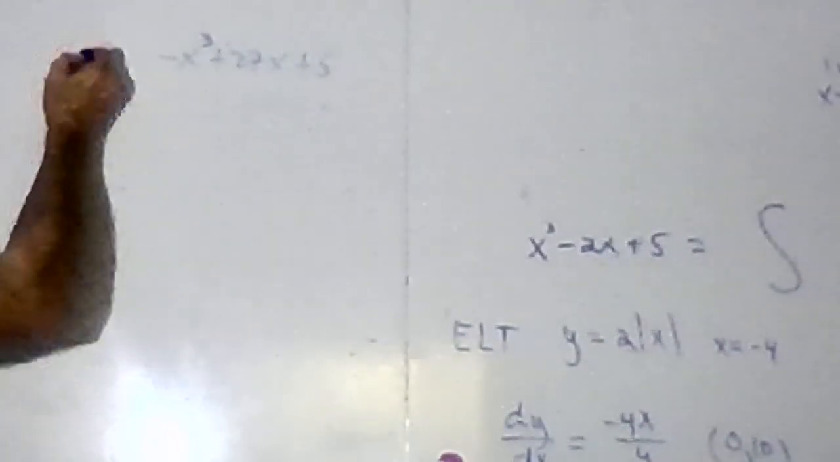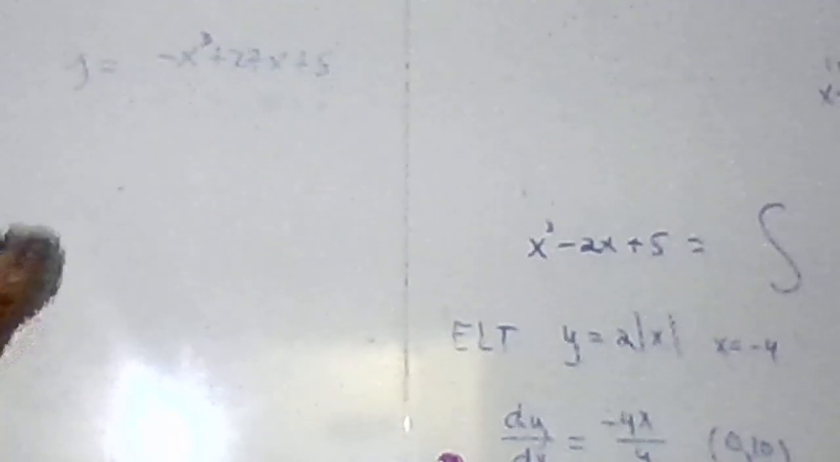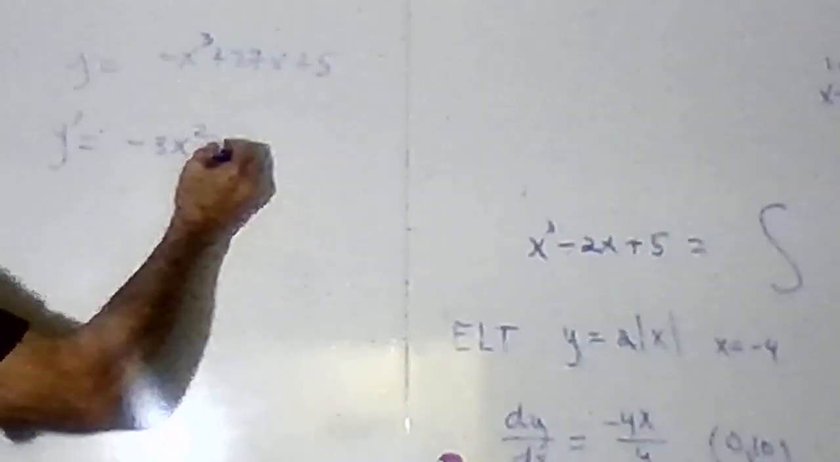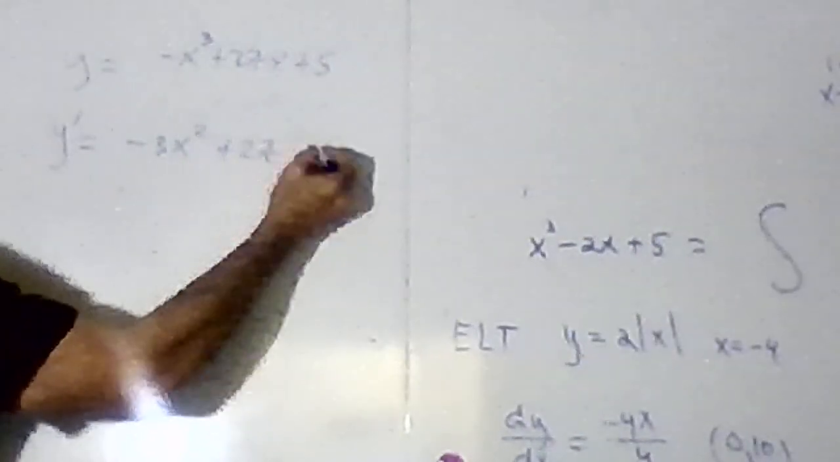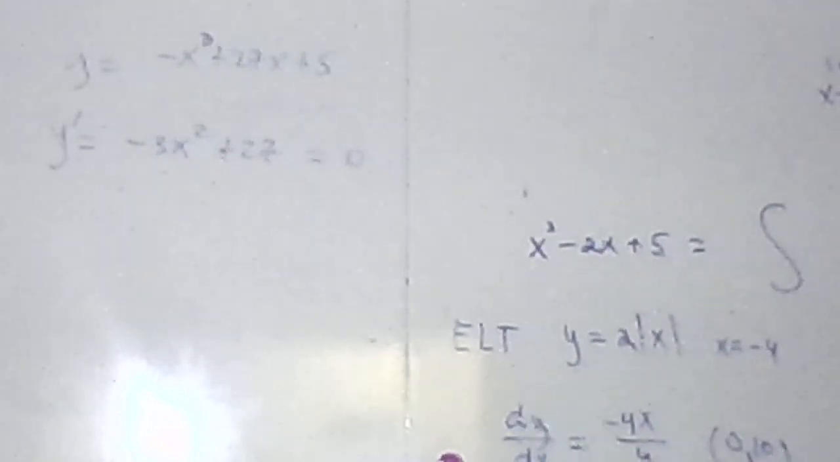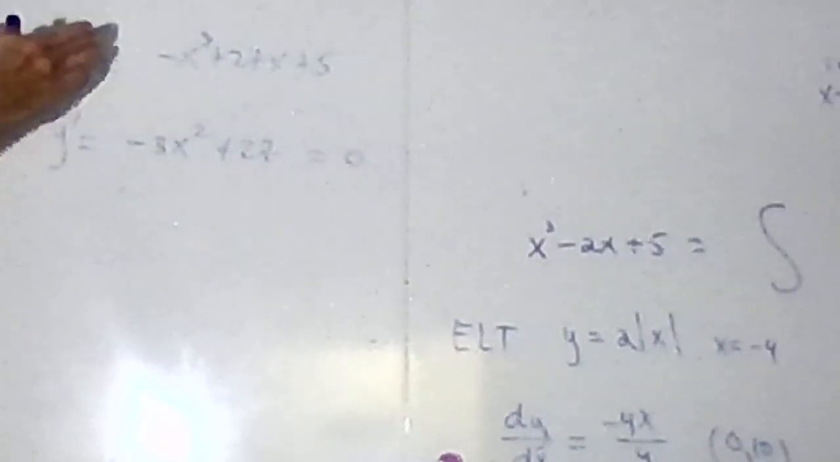So now, let's start with y prime. So y prime is minus 3x squared plus 27. Let's set that to 0. And you do that in your head. You're going to find plus or minus 3, which is what we said those local max and local min x values would be. And then you'd have to plug it in.